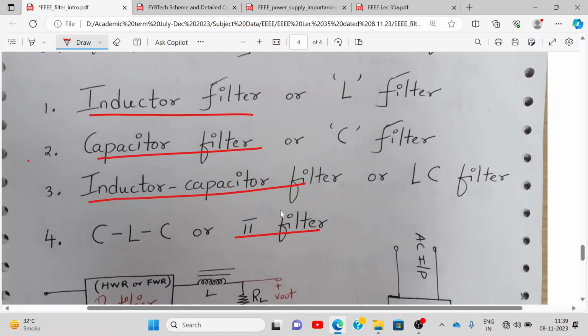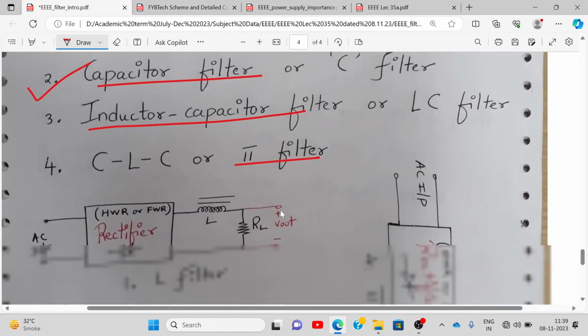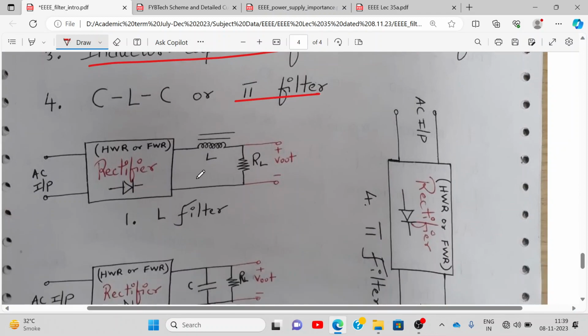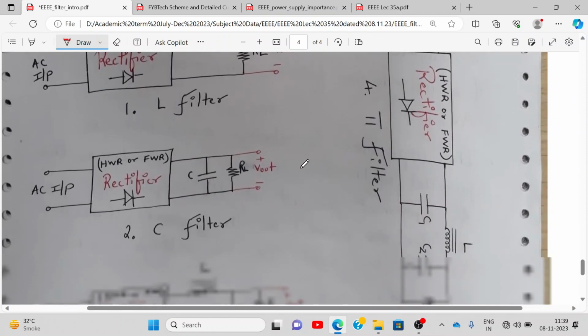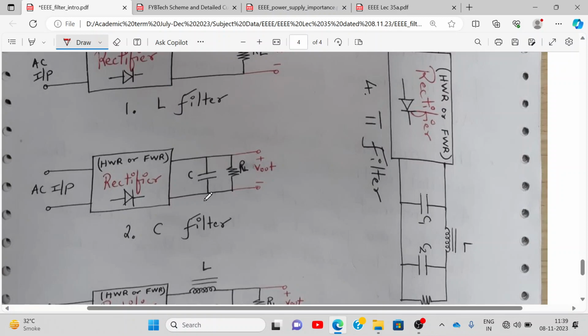We will teach only one capacitive filter, but you should know there are different types of filter circuits: inductive, capacitive, LC, and pi filter, or CLC we can say. So this is my L filter. L filter is always connected in series with the load. Capacitor filter, I told you why it is connected in parallel.